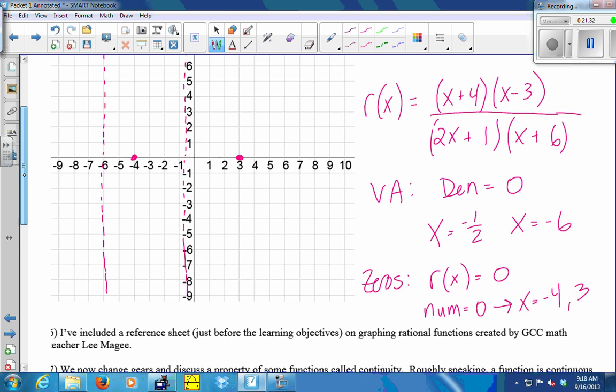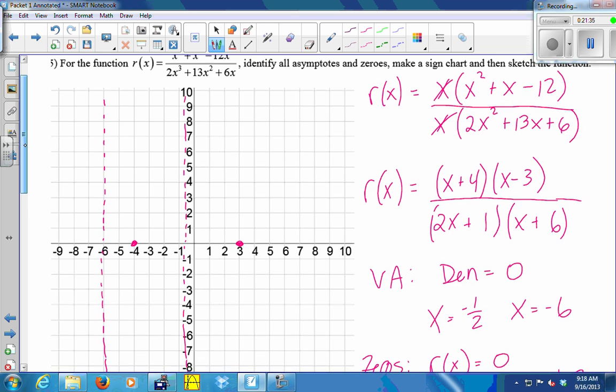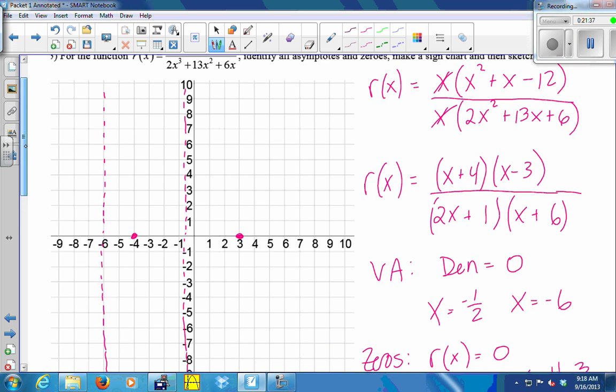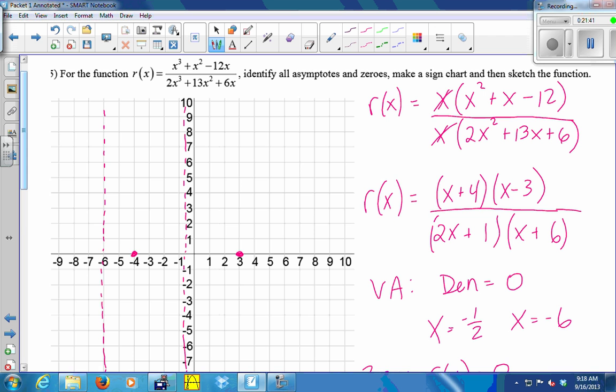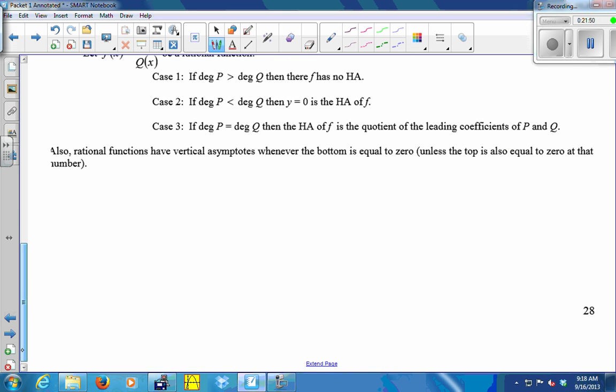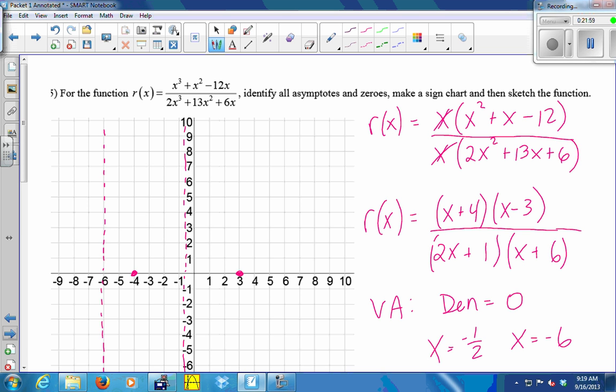All right, and then the last thing I need before I start making my sign chart is horizontal asymptotes. What can you say about the degree of the numerator and the denominator? They're the same. So the rule was, when they have the same degree, you have a horizontal asymptote that is the quotient of the leading coefficients. My leading coefficient on the top is a 1, on the bottom is a 2. So my horizontal asymptote would be at 1/2. So I put in my horizontal asymptote at 1/2.